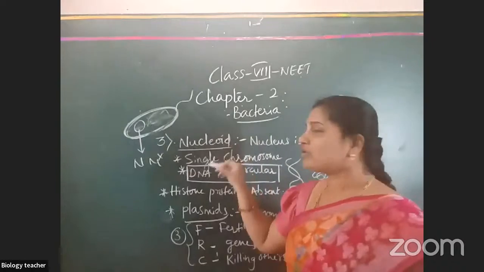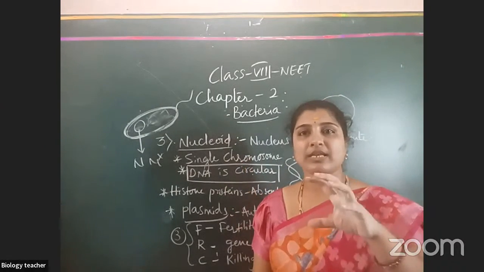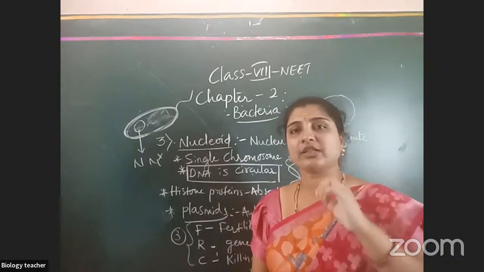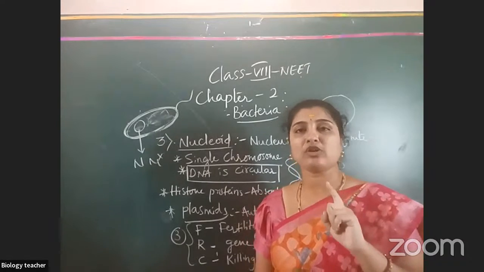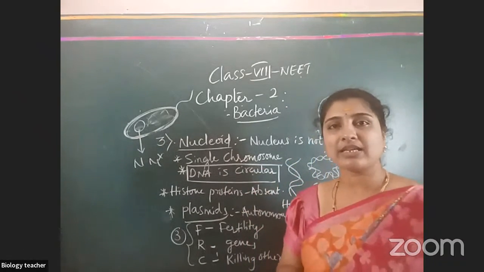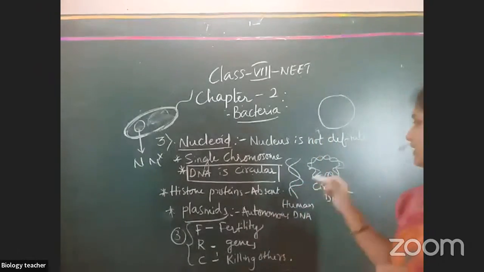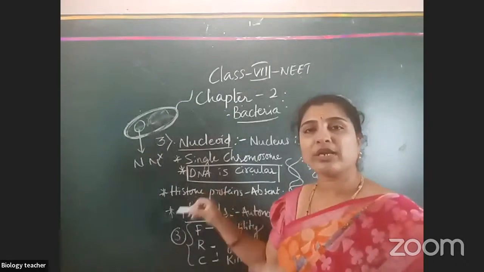And in the nucleoid, what is present? Only one chromosome is present. What are the structures present? One is a single chromosome. Another is circular DNA. This is the structure of circular DNA. And another thing: histone proteins are absent.